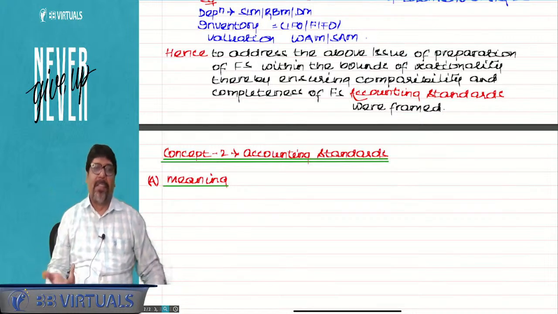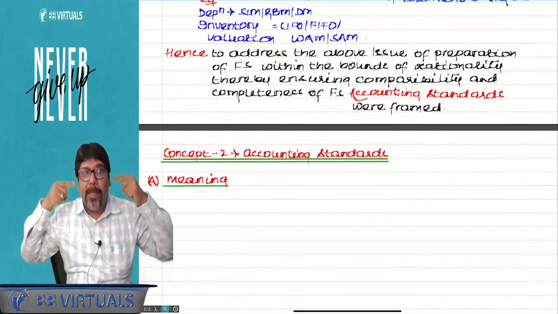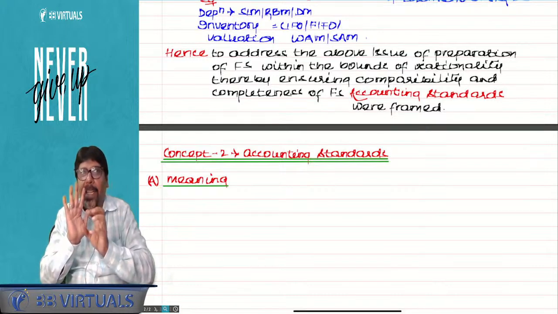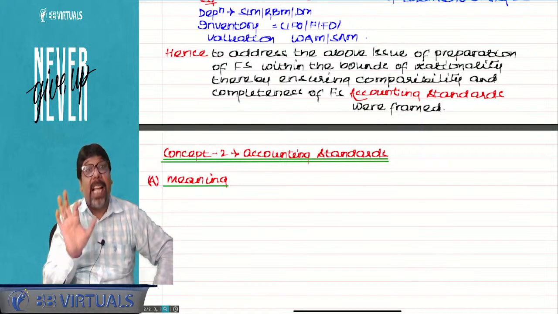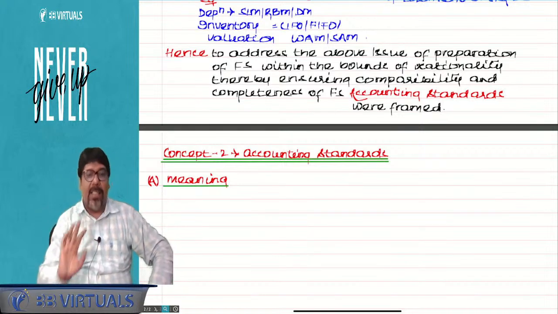Simplest definition. I told you, it will sound very weird, but if we take a little deeper dive, you will understand. Accounting standards are standards of accounting. What are standards? Now, chartered, for example, Apple wants to produce this phone.